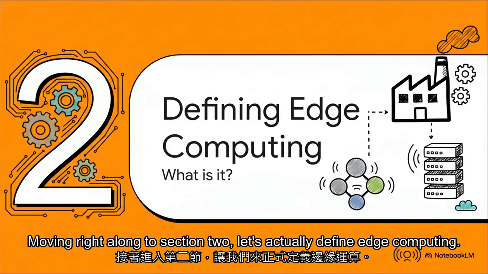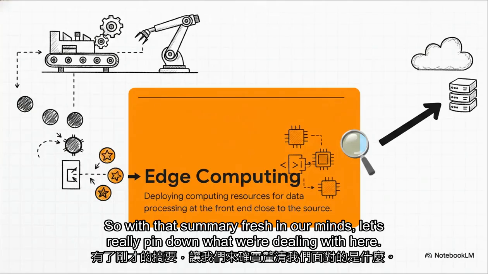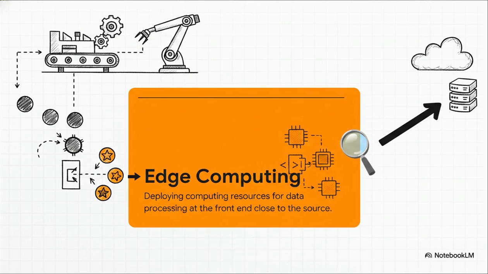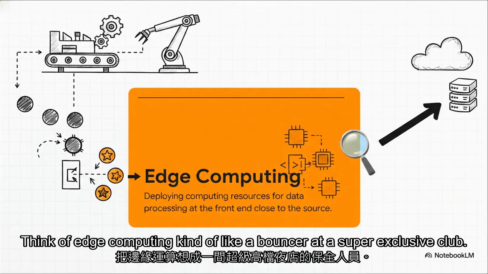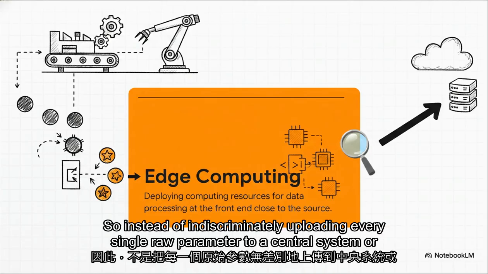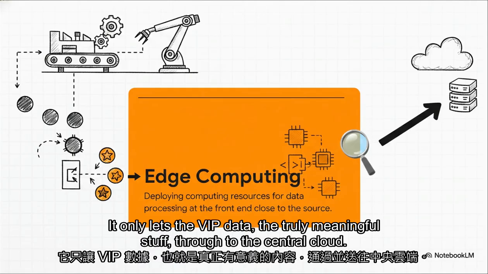Moving right along to Section 2, let's actually define edge computing. So with that summary fresh in our minds, let's really pin down what we're dealing with here. We don't set up the industrial Internet of Things, or IIoT, just to endlessly hoard data. We do it to actually use that data. Think of edge computing kind of like a bouncer at a super exclusive club. It deploys computing resources right at the front door, right next to the machine or the sensor. So instead of indiscriminately uploading every single raw parameter to a central system or cloud, this smart gatekeeper analyzes the data right there on the factory floor. It only lets the VIP data, the truly meaningful stuff, through to the central cloud.